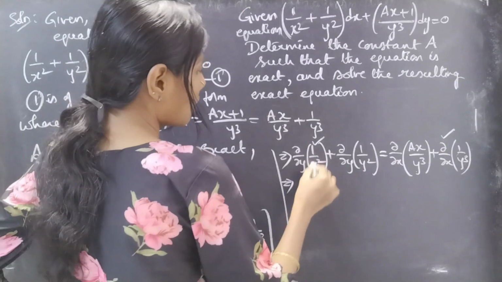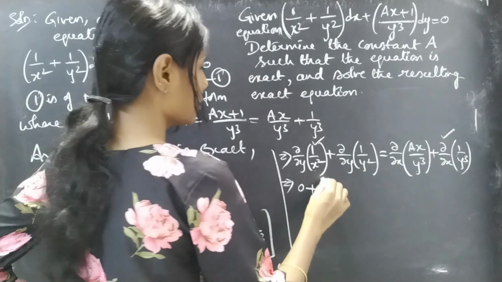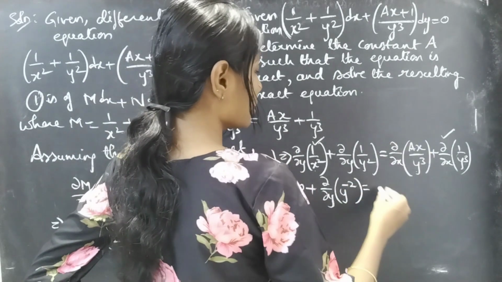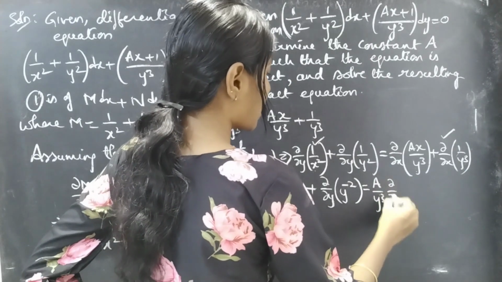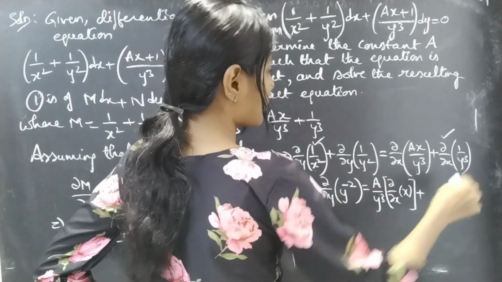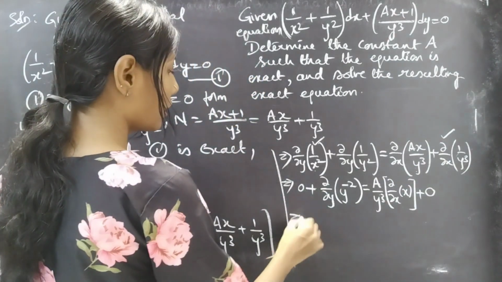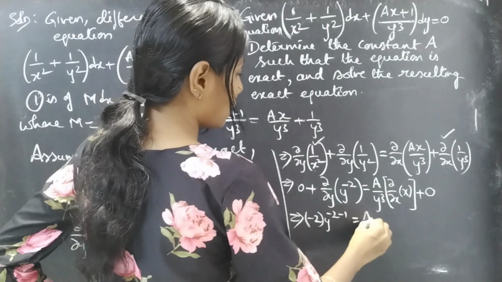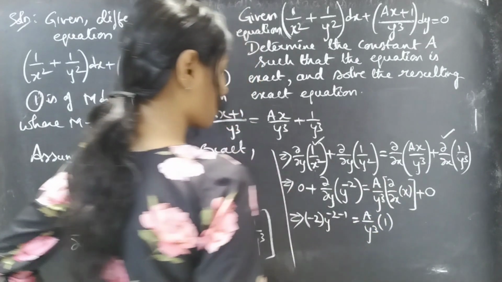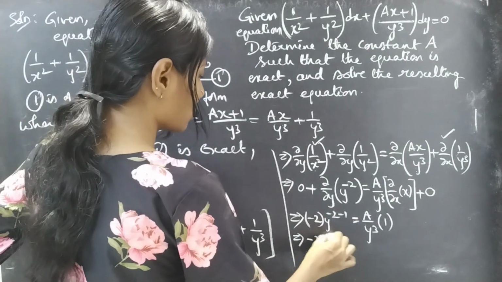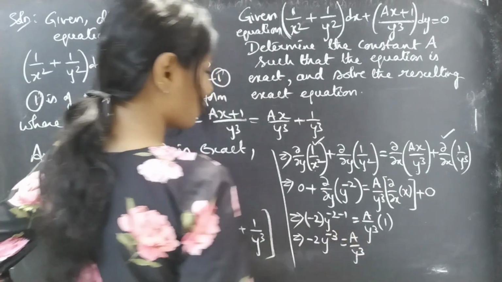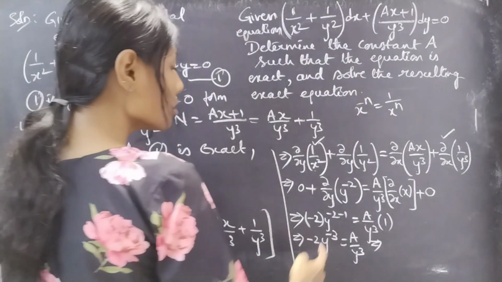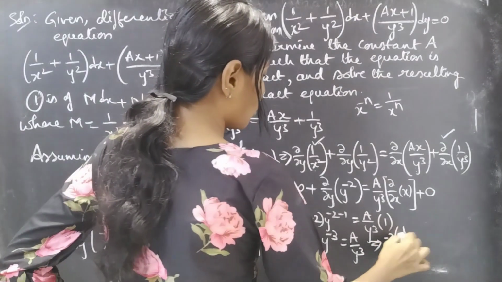This gives us the partial derivative of a constant with respect to y, which is 0, plus ∂/∂y of 1/y², which can be written as y^(-2), equals a/y³ times the partial derivative of x, plus the partial derivative of a constant with respect to x, which is 0. Then the partial derivative of y^(-2) with respect to y is -2 y^(-2-1), equals a/y³ times the partial derivative of x with respect to x, which is 1. This gives us -2 y^(-3) = a/y³. Since x^(-n) can be written as 1/x^n, we can write y^(-3) as 1/y³.